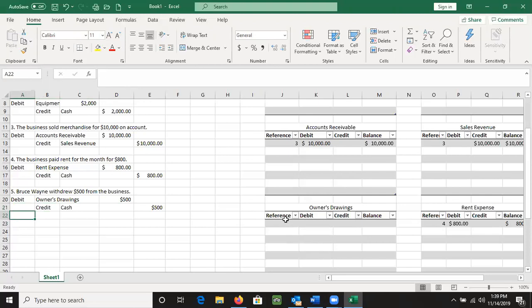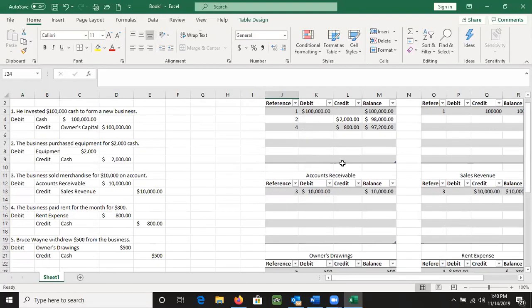So we're going to go ahead and post. Reference number 5 for journal entry 5. Owner's drawings increased 500. The balance is now 500. And cash again went down. Journal entry 5, credited for 500. The new balance is going to be 96,700. Okay?